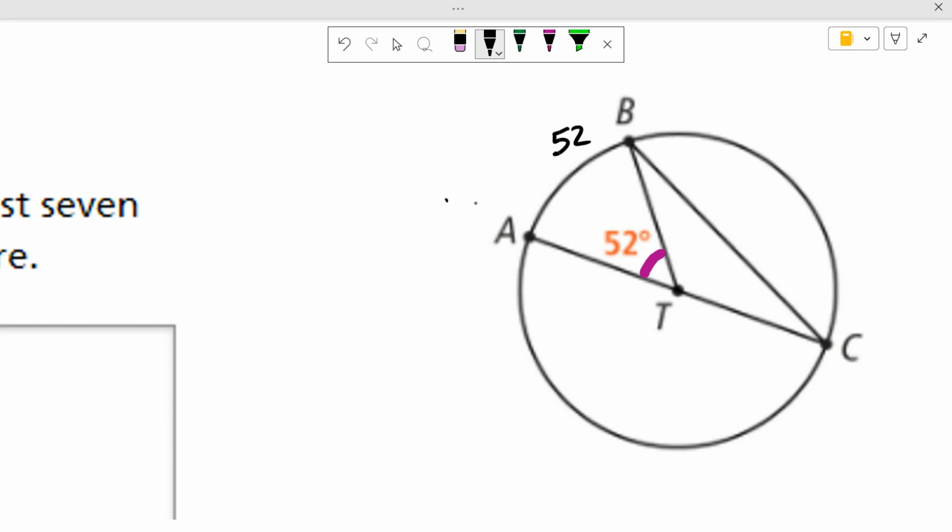Now, ATC is a diameter, right? So how far is it around this side of AC? A diameter cuts off half of a circle. What's half of a circle? How many degrees? 180 degrees. Okay. So what's left for BC? How many degrees is left for BC?